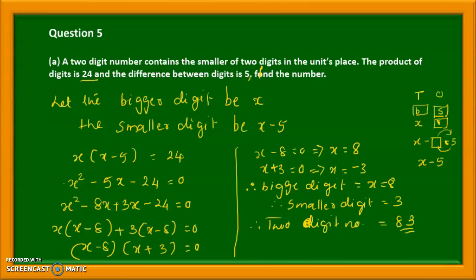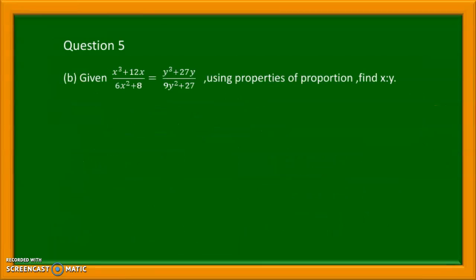Here it is, option B. Using properties of proportion, find x and y given that x cube plus 12x divided by 6x square plus 8 is equal to y cube plus 27y divided by 9y square plus 27. So using componendo dividendo, we can write here, using componendo dividendo, what we can say?